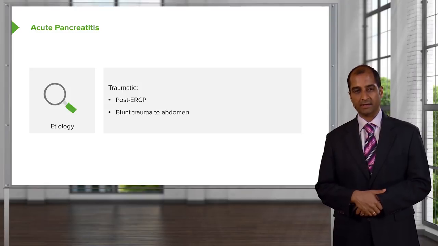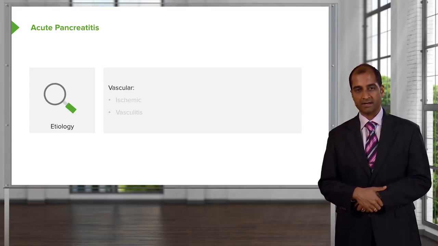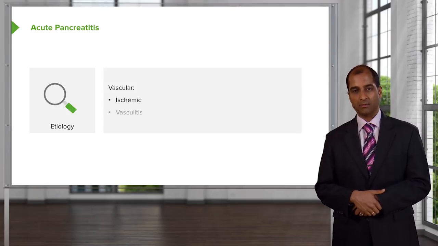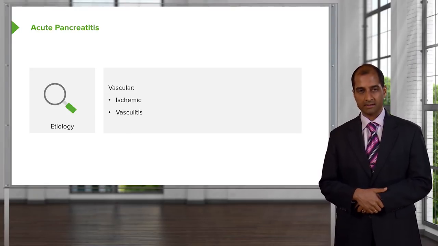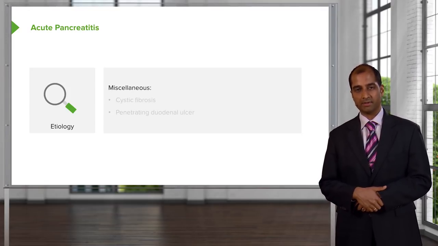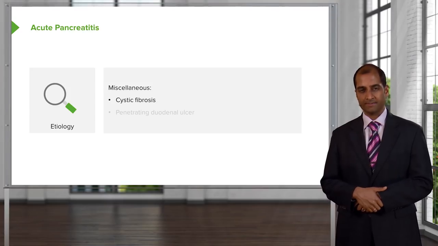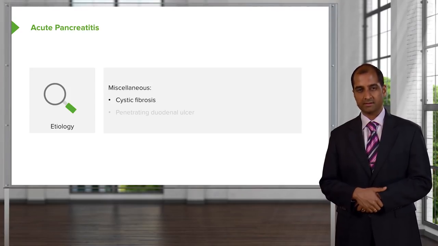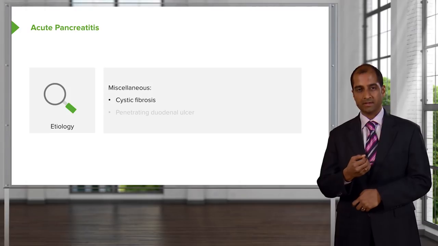Important etiologies for acute pancreatitis. Vascular, we have ischemia or perhaps vasculitis resulting in acute pancreatitis. Miscellaneous include, well, importantly, cystic fibrosis. So imagine that child that has extremely viscous fluid within his or her ducts.